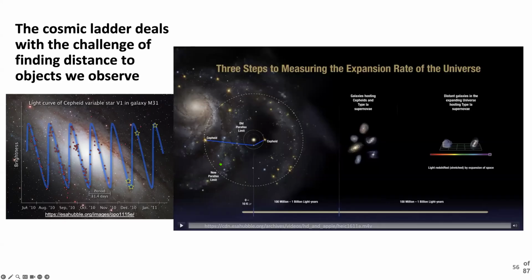So how do we get a distance for a Cepheid variable near us in the Milky Way? And the way we do it is shown here. This is an animation, and let me talk about it first, and then we'll animate it.